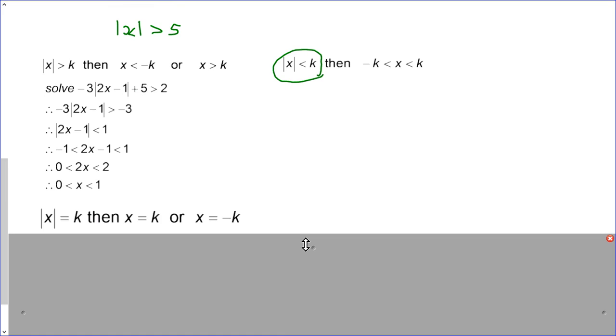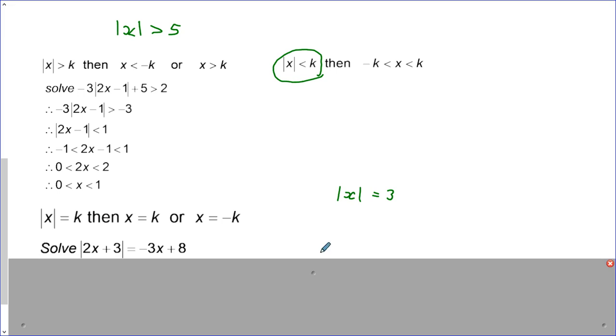Right, let's look at an absolute value equation. If we've got the absolute value of x equal to some number, for example, if we had the absolute value of x equals 3, then clearly x could be 3 or minus 3. Right, let's have a look at how this plays out in an algebraic example.